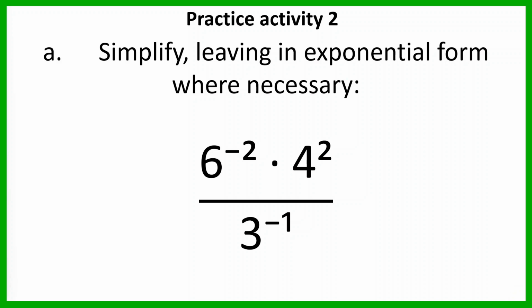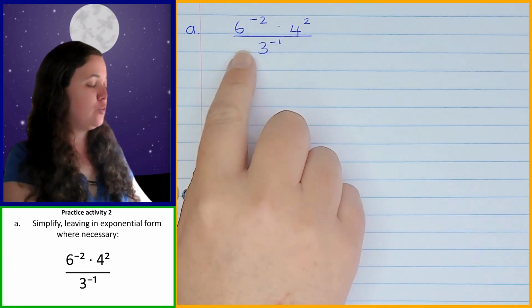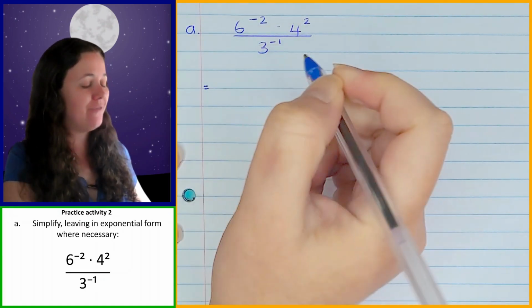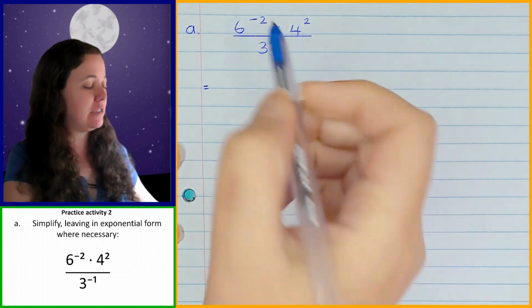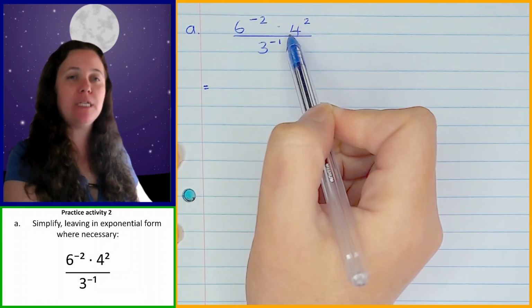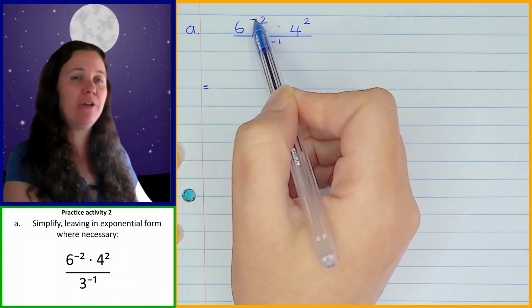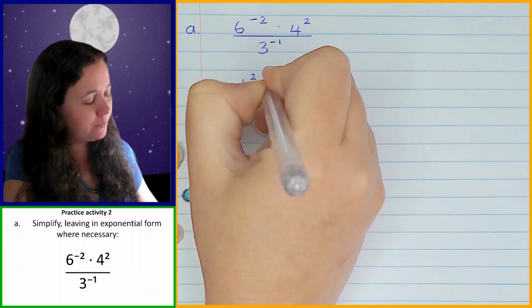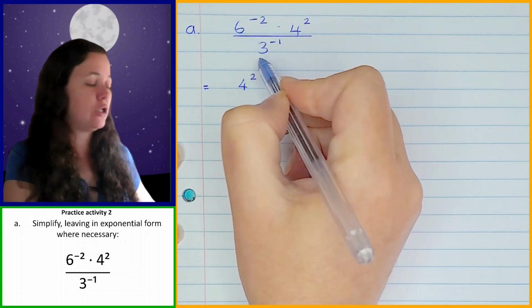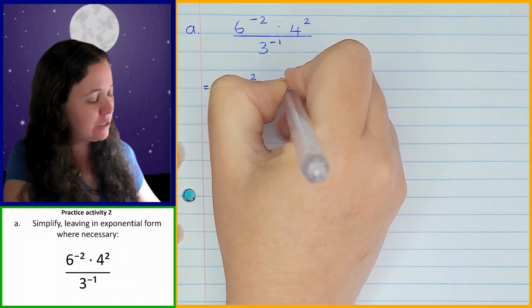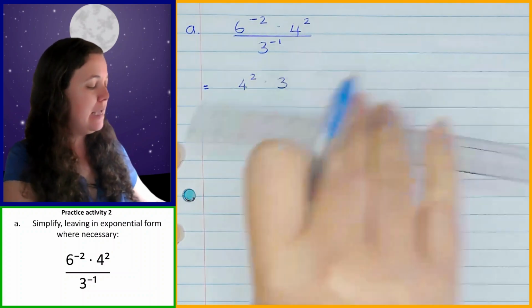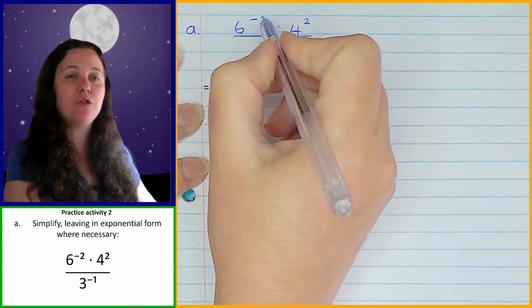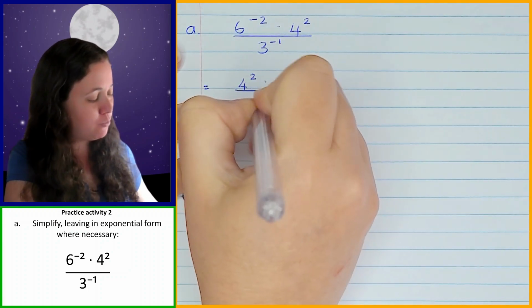Okay, so let's go through that question and see what you should have got. So we start with our question over here. The very first thing we're going to do is move things that have negative exponents and make them positive. So the 4 squared is going to stay where it is because it has a positive exponent already, but the 6 to the power of negative 2 and the 3 to the power of negative 1 both need to move. So the 4 squared is staying at the top, times the 3 to the power of negative 1 is going to come up and join it, and it changes to 3 to the power of 1, which is just 3. Then at the bottom of my fraction, I'm now going to have 6 to the power of negative 2 going down and becoming 6 to the power of positive 2.